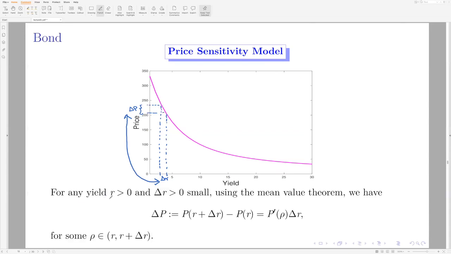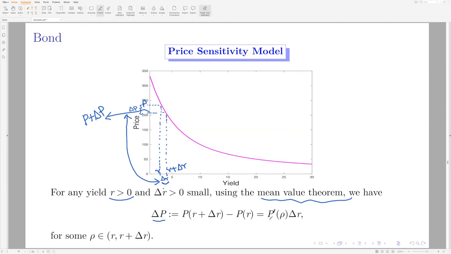So what we will do is take any yield R and a small variation in yield, say delta R. Then you can apply the mean value theorem to get delta P. Say this is R and this is R plus delta R, and that corresponds to, this is P and this is P plus delta P. So delta P we define as P of R plus delta R minus P of R.